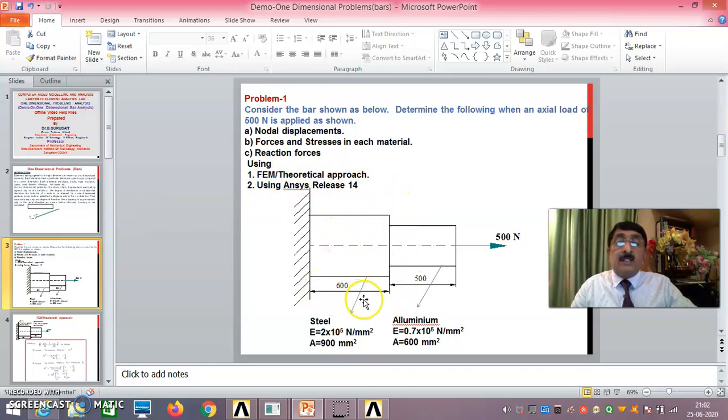See, remember, this is 600, this is 500, this is area of cross section 900, this is area of cross section 600 mm square and all that. This element is steel. This element is aluminum, 0.7 into 10 to the power of 5. We will have consistent units throughout. Throughout we will have Newton millimeter only. Okay, we don't want Newton meter.